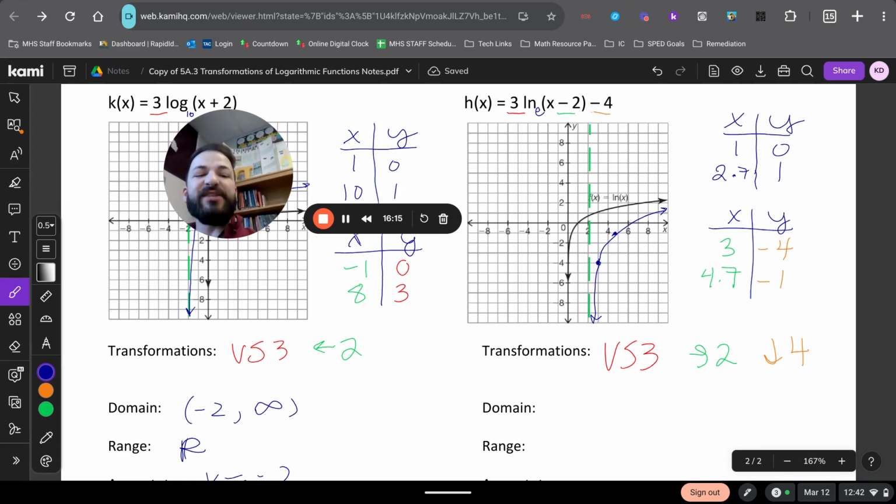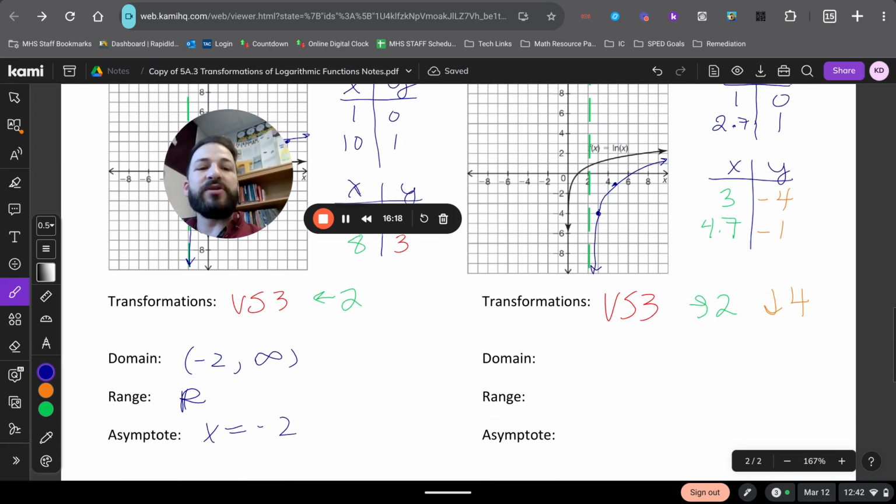Okay, so let's finish up by doing some key features. So our domain for this would be 2 to infinity because we shifted to the right by 2. Our range is always all real numbers. And then our asymptote is that new x equals 2 because of that shift to the right by 2.